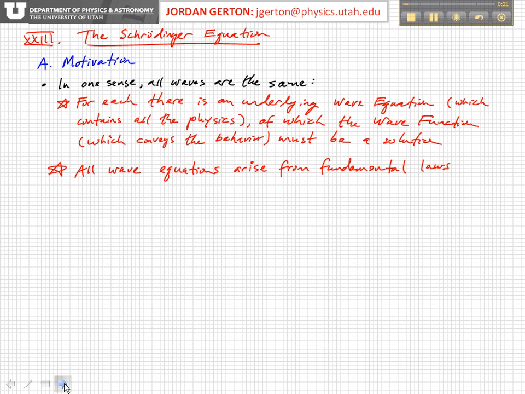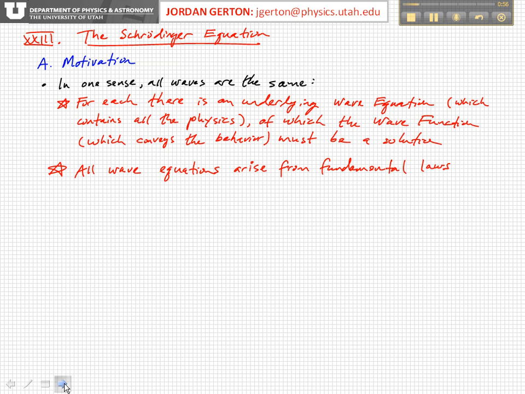So let's first motivate our discussion of the Schrodinger equation and our sort of heuristic derivation of the Schrodinger equation by thinking about other sorts of waves which we have encountered before. We're going to be talking primarily about matter waves today. We've talked about matter waves before. We talked about de Broglie's hypotheses and so forth, that particles have wave-like nature and vice versa.